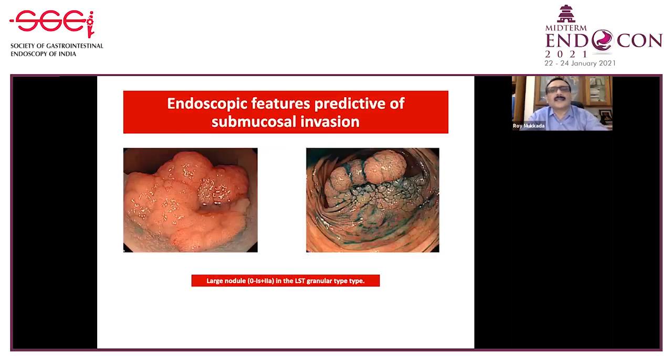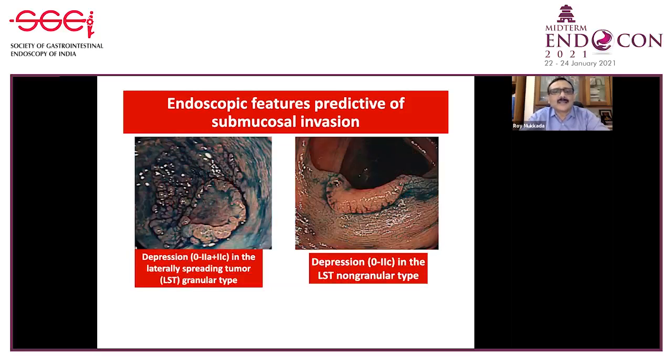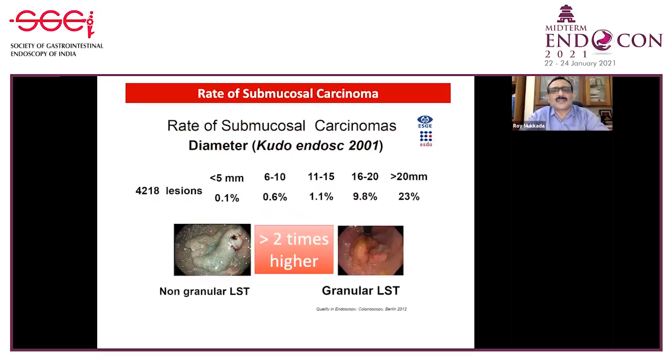Again, here I've shown how to predict submucosal invasion. There's a large nodule in the lateral spreading tumor granular type. You can see polypoid lesions with depressions. These show that it is involving the submucosa. Here also you can see the depression, in this granular type and non-granular type, both pictures you can see the depression. So this is invading the submucosal layers.